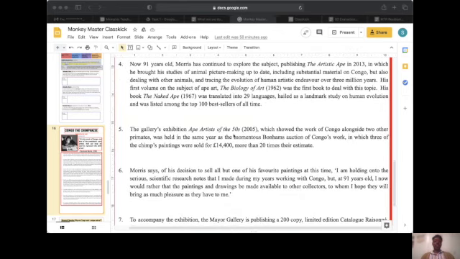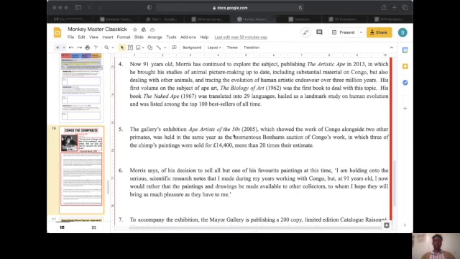Now 91 years old, Morris has continued to explore the subject, publishing The Artistic Ape in 2013, in which he brought his studies of animal picture making up to date, including substantial material on Congo, but also dealing with other animals and tracing the evolution of human artistic endeavor over 3 million years.